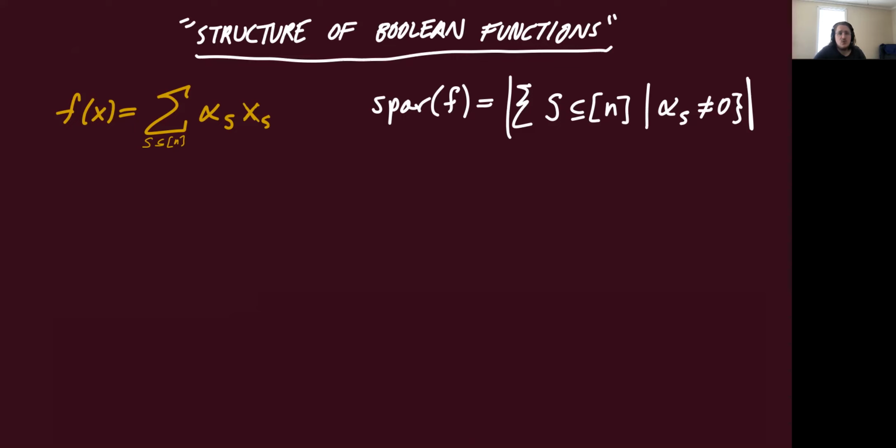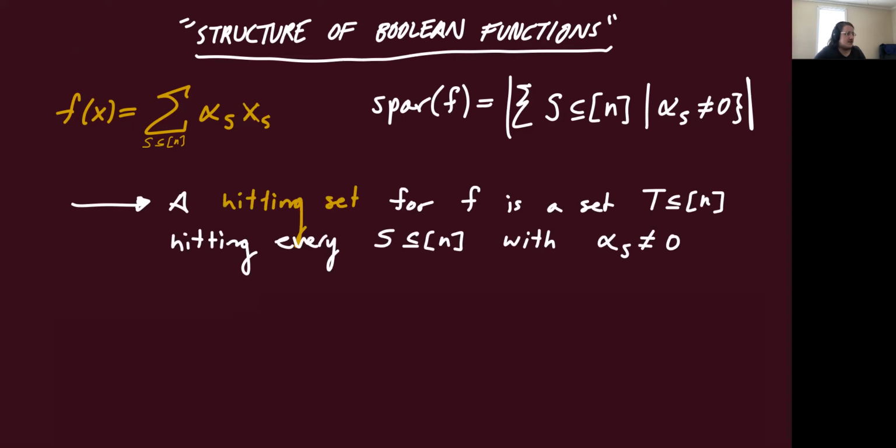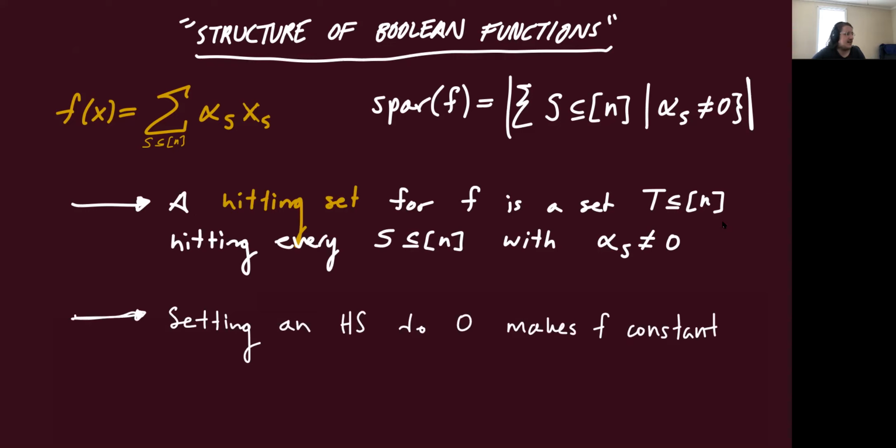And the combinatorial property that we're interested in is just called the existence of small hitting sets. So a hitting set for f is just going to be a hitting set for all of the monomials of f. So in particular, it's going to be some set t, which intersects with every non-zero monomial. And I will mention that setting every bit in a hitting set to 0 makes f constant.